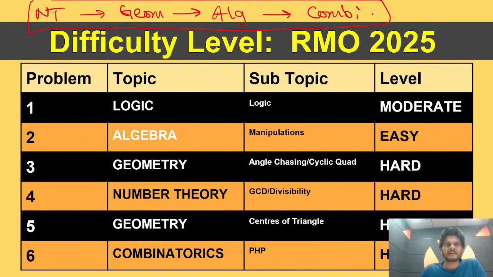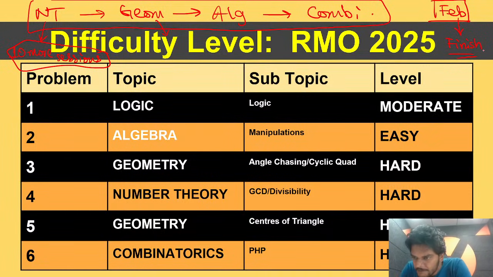And in number theory, I think I'll have to take at least 10 more sessions. In each subject, my plan is to finish it by the end of January or beginning of February. I have to finish it. That's my plan. Live, yes, I will try.